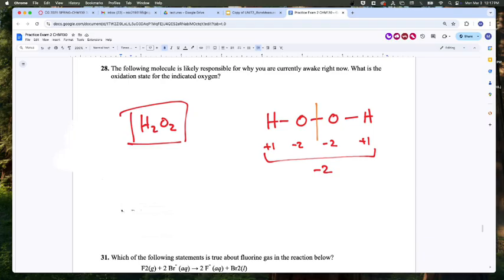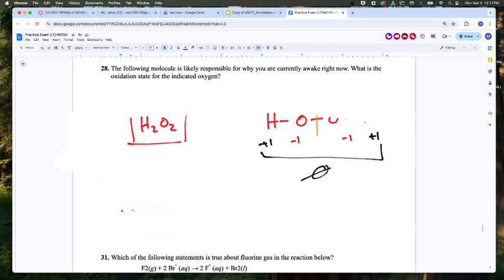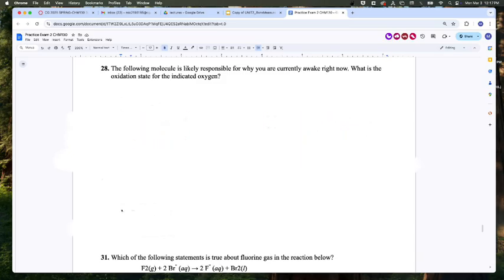But oxygen is more electronegative than the hydrogen, which means it carries the -1 to deal with the hydrogen. The hydrogen is a +1 on both sides, which means our overall charge is 0. The oxygen comes in as a -1. Nope. Because there's yet another example of where oxygen is not a negative 2.